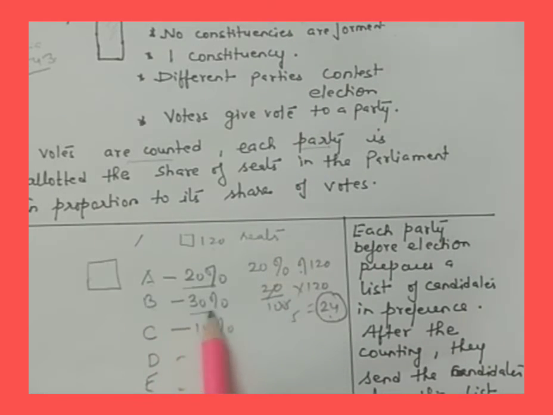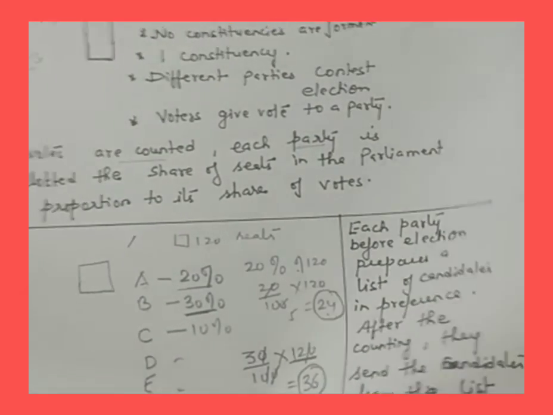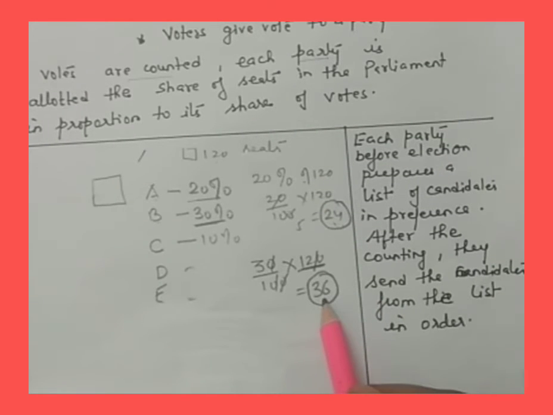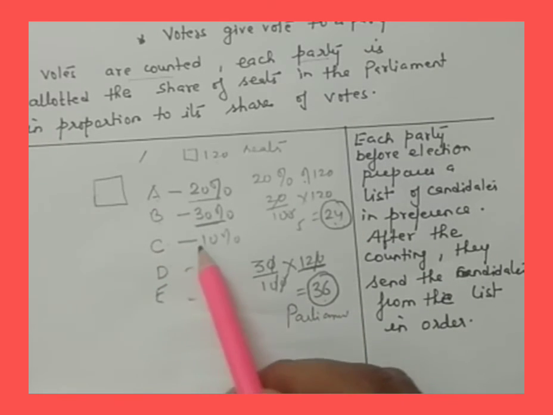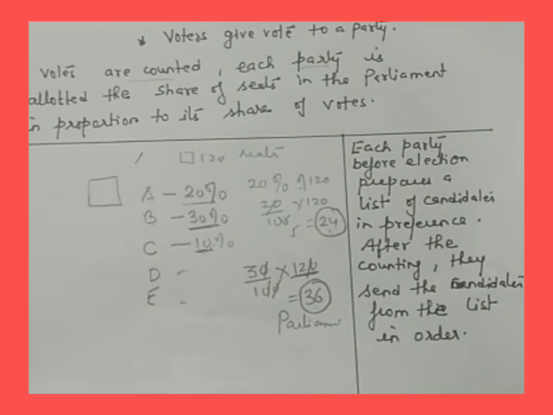Similarly, party B has secured 30% of the vote. How many representatives will this party be allowed to send? Let us calculate. The total number of seats is 120. So we cancel this, and the number we are getting is 36. It means party B will be allowed to send 36 representatives to the parliament. Similarly, for each party, whatever percentage of votes the party gets, they will be allowed to send the same percentage of members to the parliament.